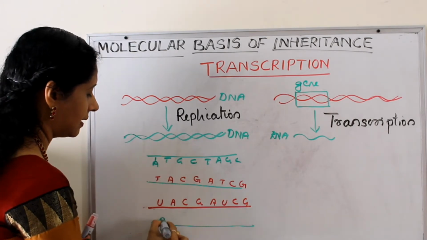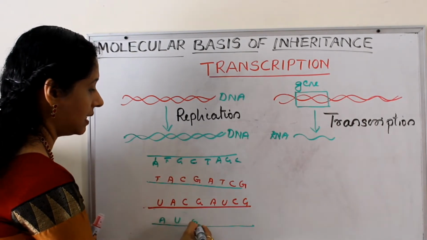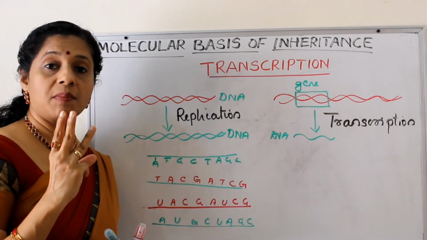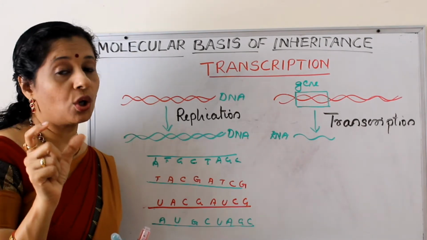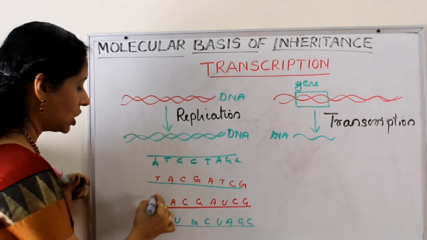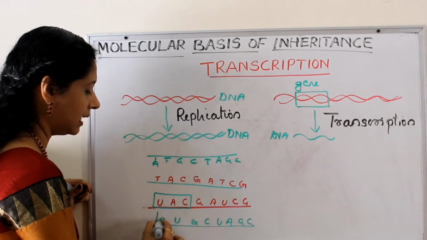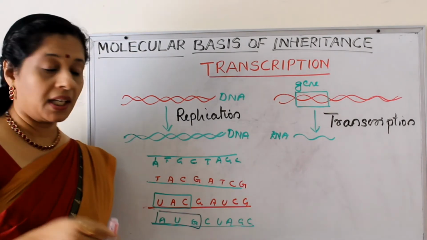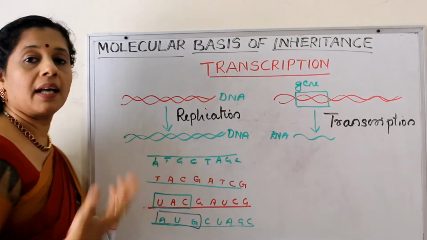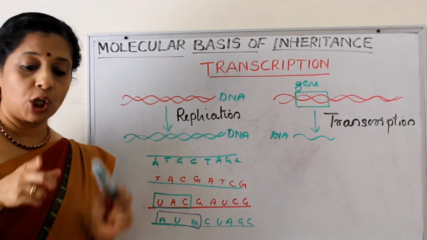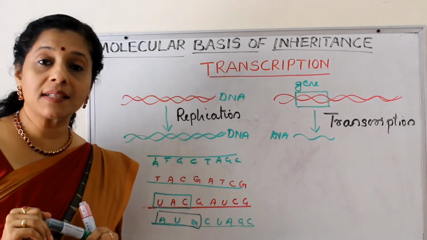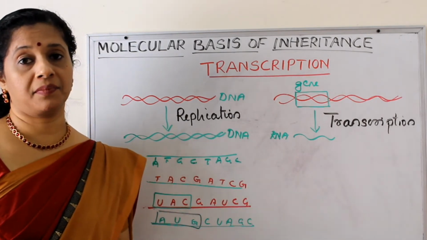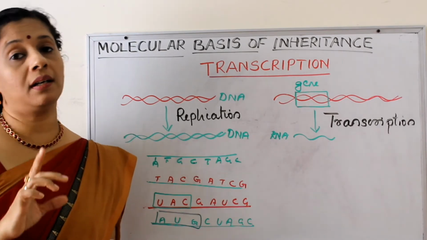So here A, but T will become U, G, C, U, A, G, C. Three nitrogenous bases constitute one codon or a genetic code for making an amino acid. So here UAC, but here the first one is AUG. Are they going to make the same amino acid? No. This will make one amino acid, this will make another amino acid. So from one gene, two different types of amino acid sequences will form, ultimately leading to two different types of proteins. But we want only one protein.